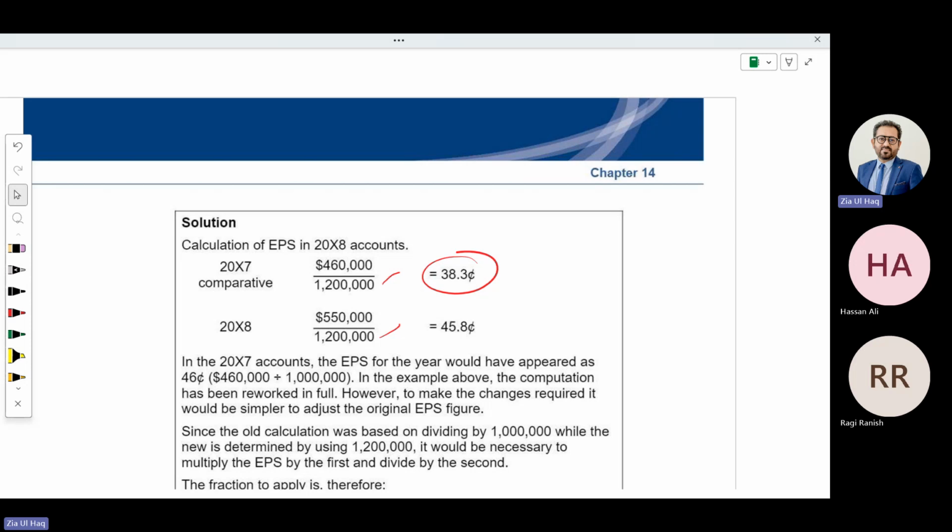20x5 and it's given in 20x8? No, we will consider only 20x7 and 20x8. If there is 20x6, 20x5 data, no, we will not add to that. Because 31st December means 1st January, 31st December means 1st January as well. In simple words, in case of a bonus issue, we will not proportionate it.